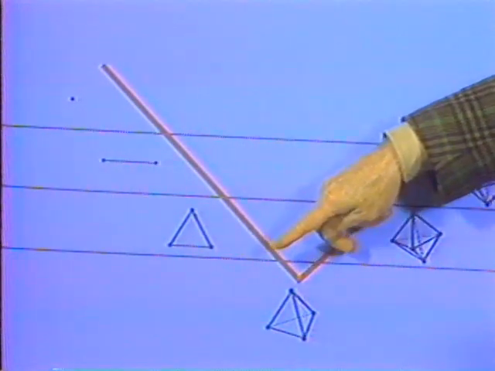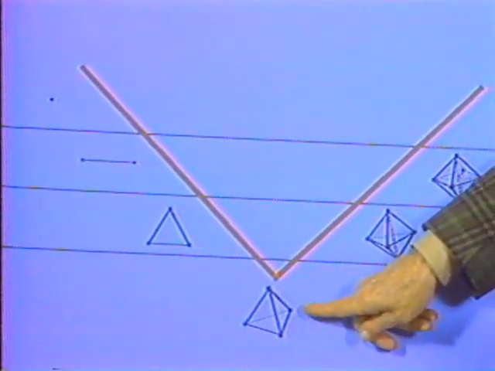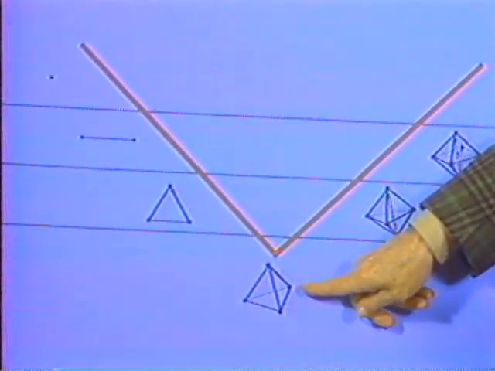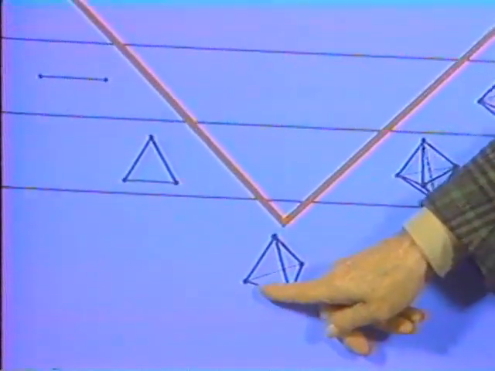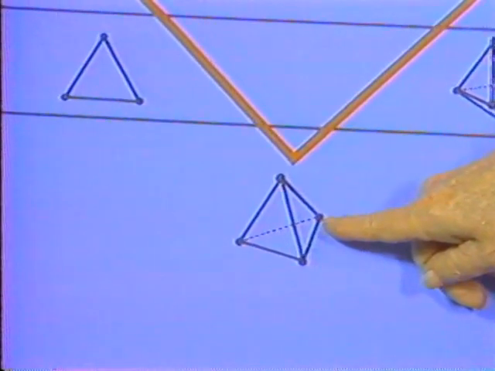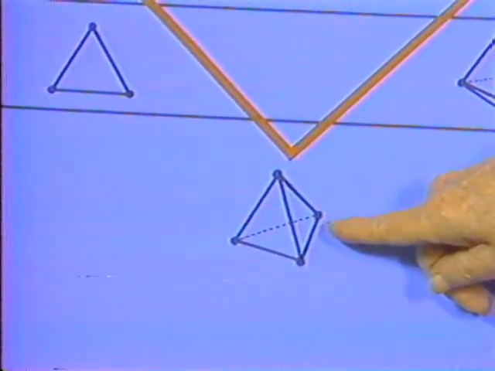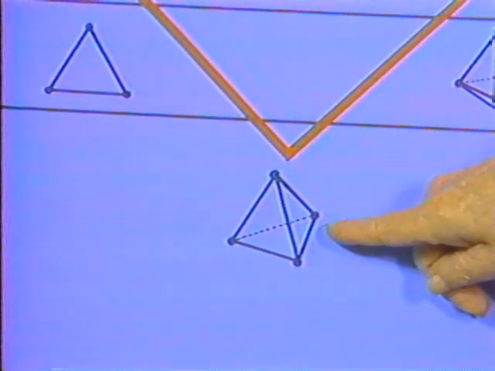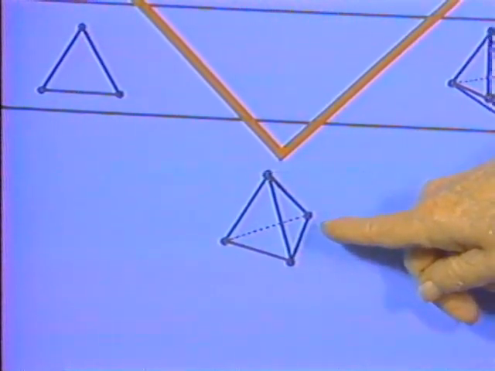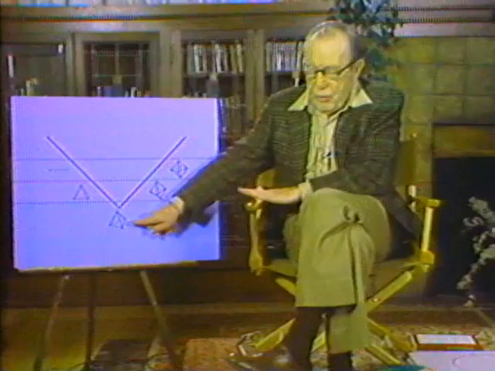Then we come to 4 points, 1, 2, 3, 4, which when joined create the tetrahedron. It's like a pyramid. This is the base, this is the apex. The dotted line is the line behind. That's the first solid figure. It's a figure in 3 dimensions. So we're down to the universe in which we're living, this universe of objects.